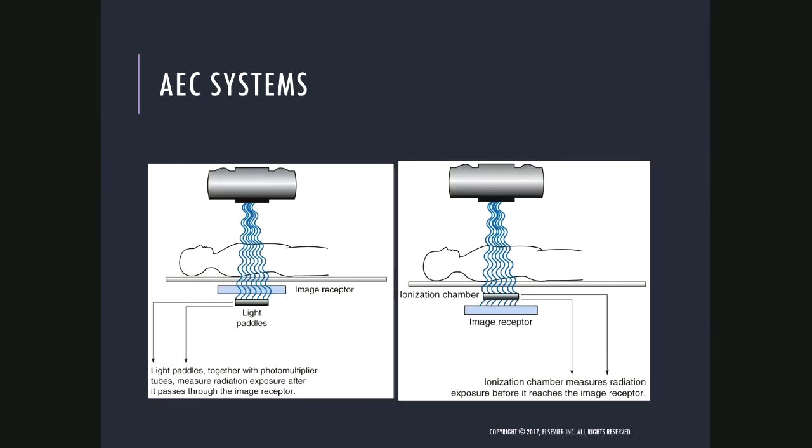Okay, this slide is showing from page 211 in your textbook the difference in the setup of the photo timer versus the ionization chamber. Again, photo timer we don't use anymore. Light paddles are behind the image receptor. Ionization chamber is what we still use. And in that setup, you have your chamber in front of your image receptor. Also, I want you to keep in mind that both of these pictures are showing your patient laying on a table, but it is the same setup as if they were standing up at a wall bucky. It's the same thing.